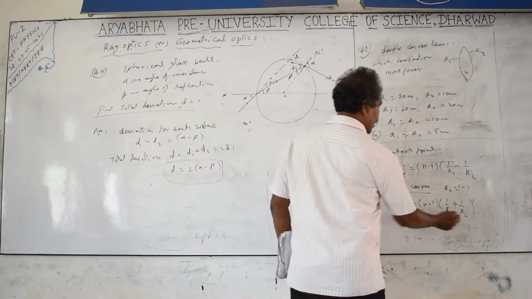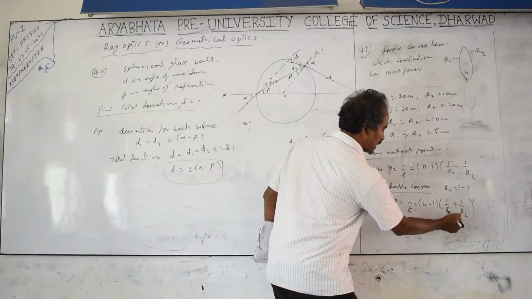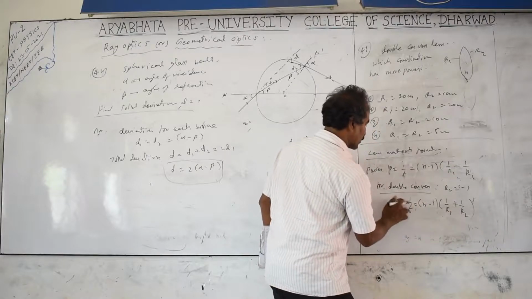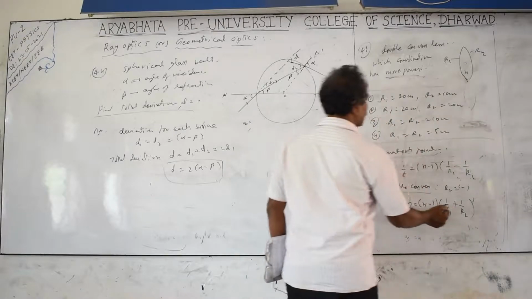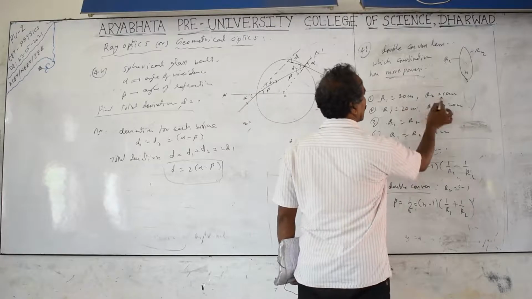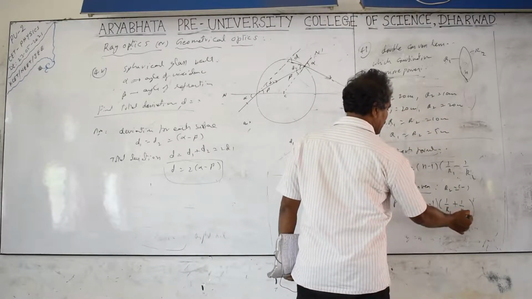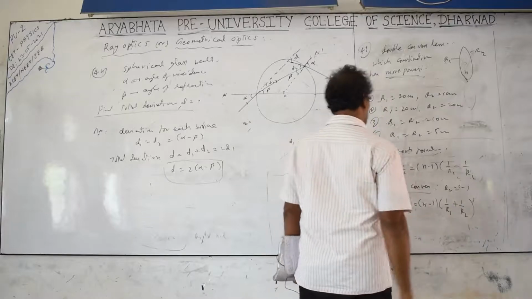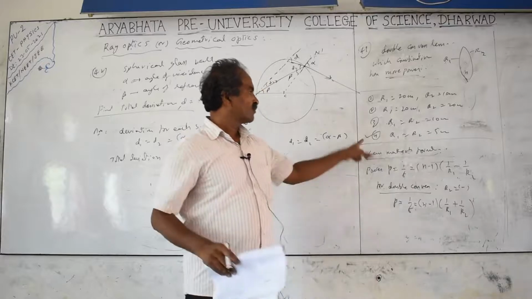Now, R1 and R2 are in the denominator, so if R is less, f is less, but power is more. They asked for more power, and more power means smaller R. Among the given options, check which gives the smallest R. The lowest is 5 centimeters. So focal length is less, which means power is more. The fourth option is the one you have to prefer.